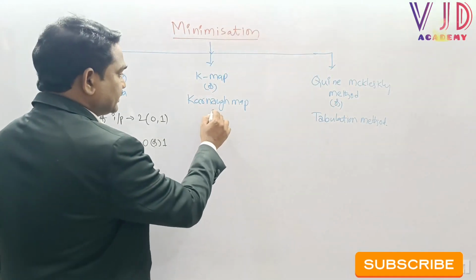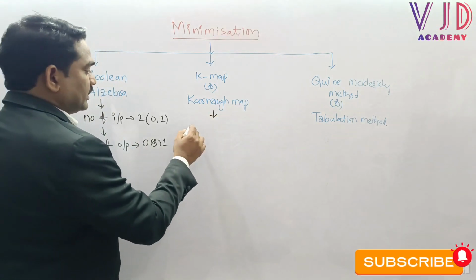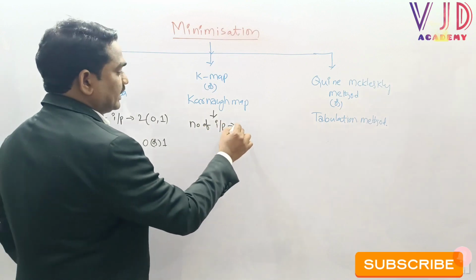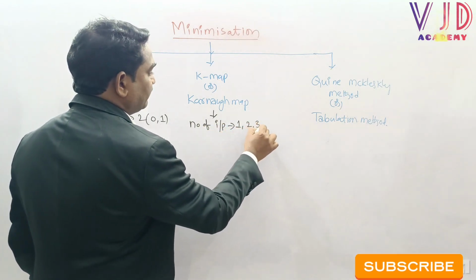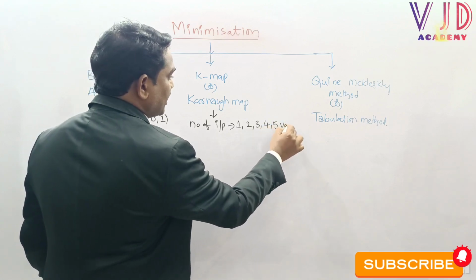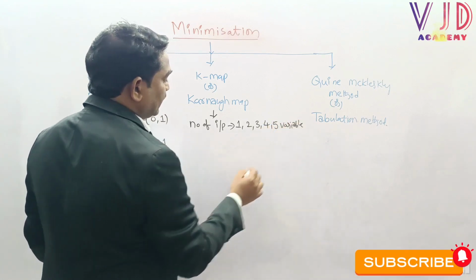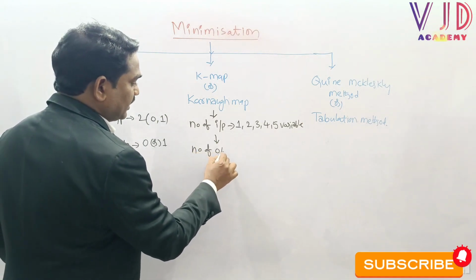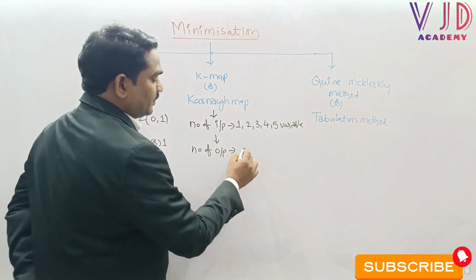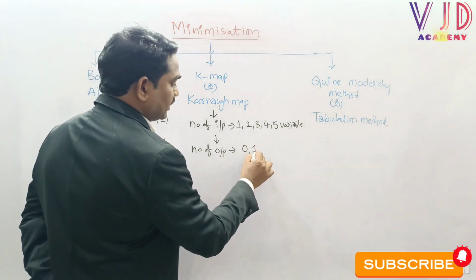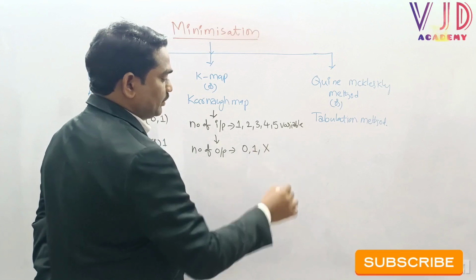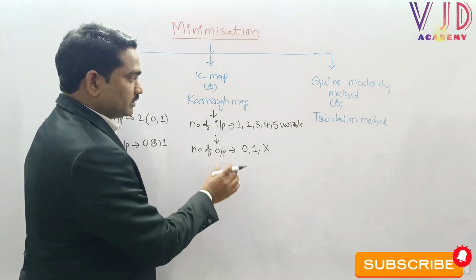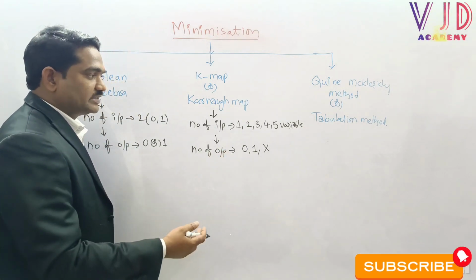Coming to K-map, it can take 1 variable, 2 variable, 3 variable, 4 variable, up to 5 variable as inputs. And the output of K-map is in the form of either 0 or 1, or also a don't care condition. Sometimes we see the output in the form of don't care. So this is the capability of K-map, or Karnaugh map.